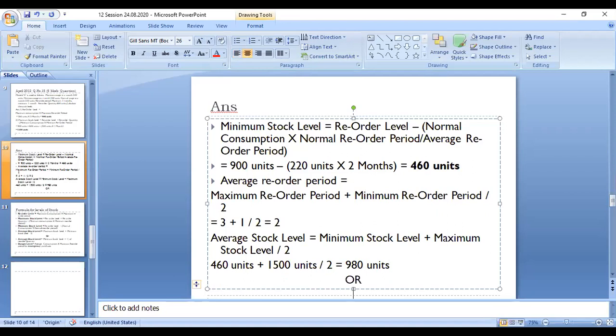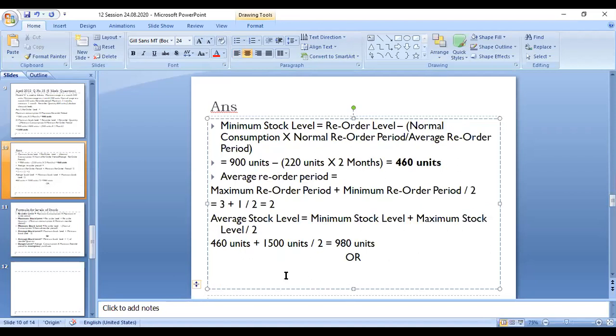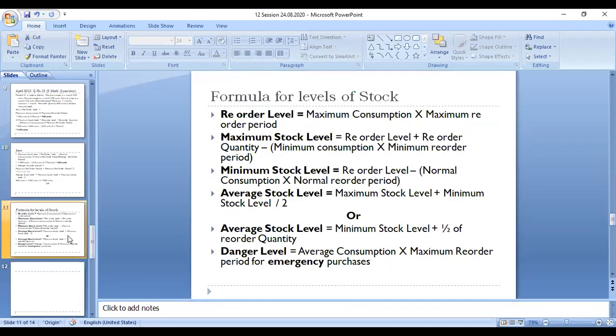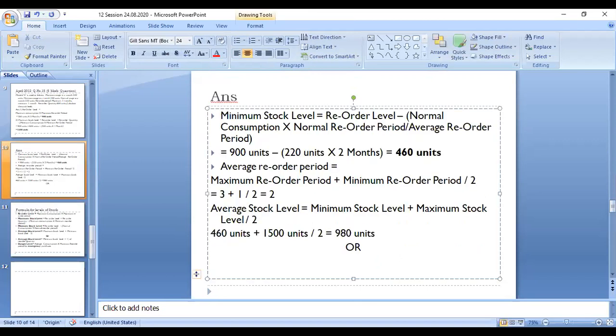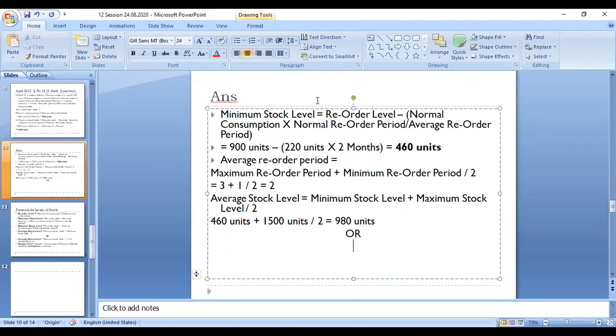So you can apply another formula. So one more formula is available. What is that one more formula? That is called average stock level is equal to minimum stock level plus 1 by 2 of reorder quantity. Okay, you have to calculate average stock level with another formula. In your examination you can write any one formula, but the answer will be different.